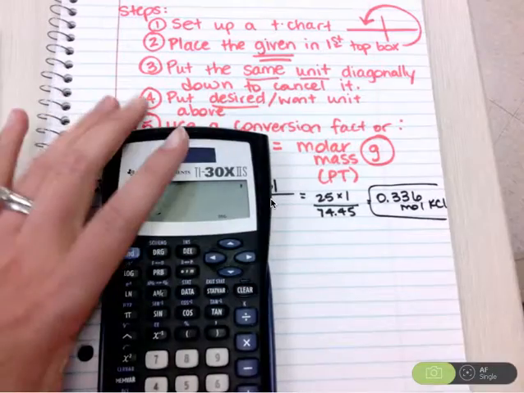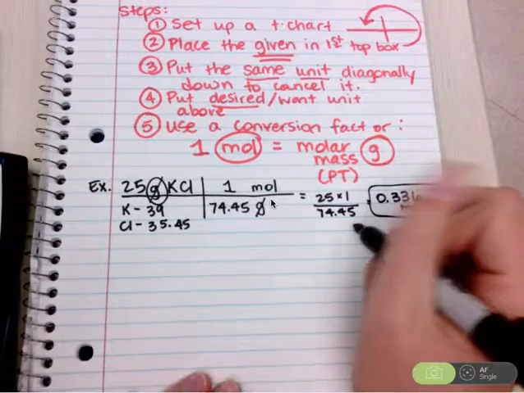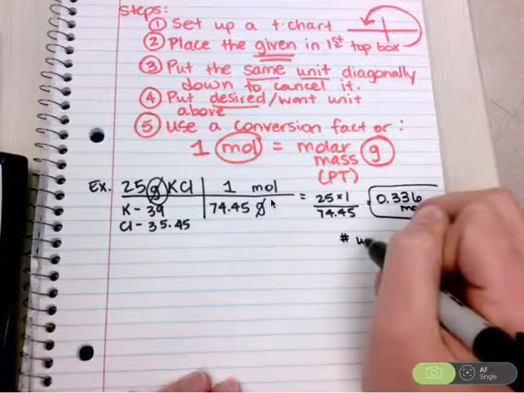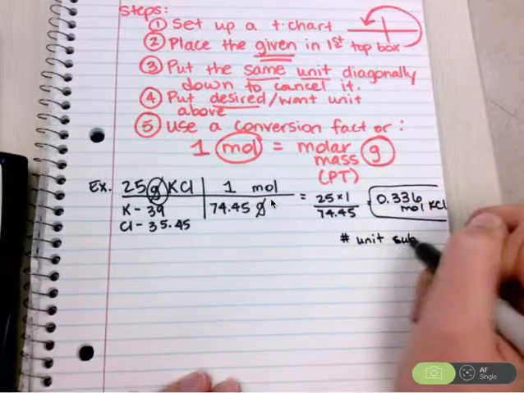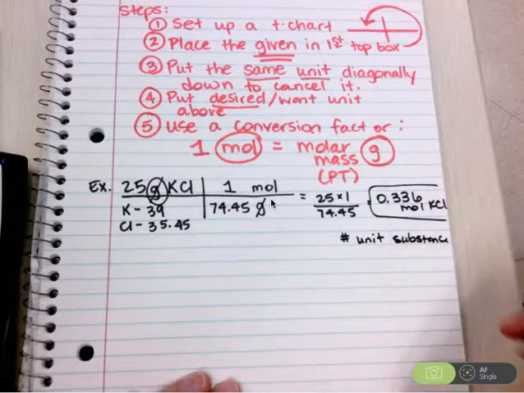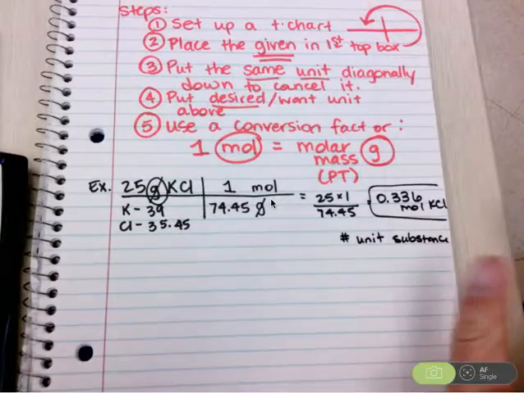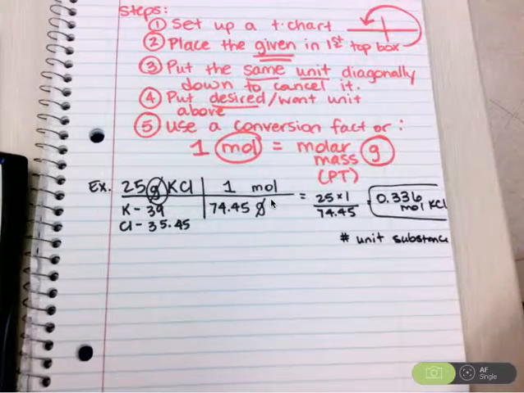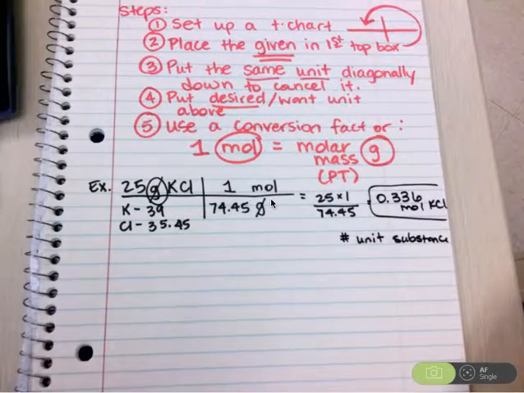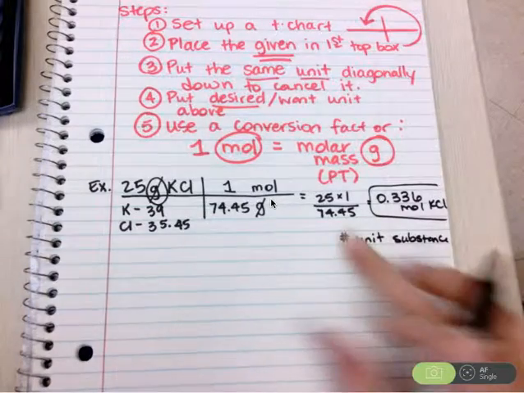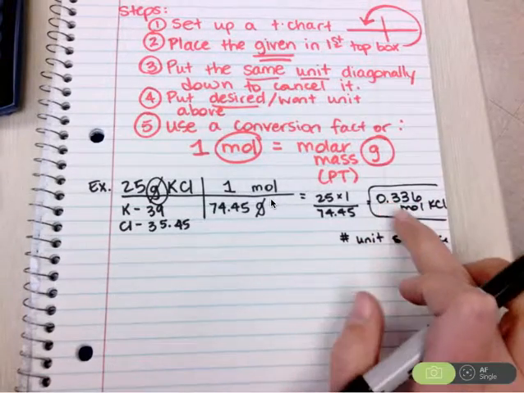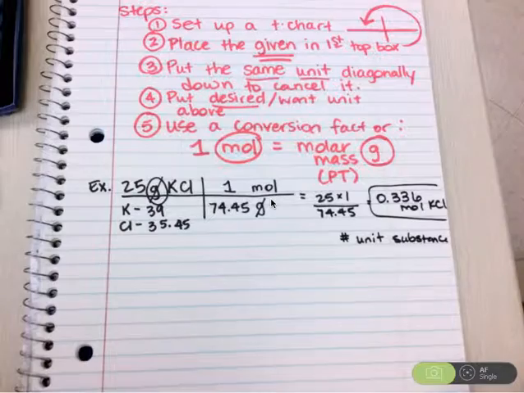It's really important from now on that all answers have a number, a unit, and a substance. We really want to get in this habit so that later on in stoichiometry we don't get overwhelmed with how many numbers there are and what substance we're talking about. So all answers need to have a number, a unit, and a substance.